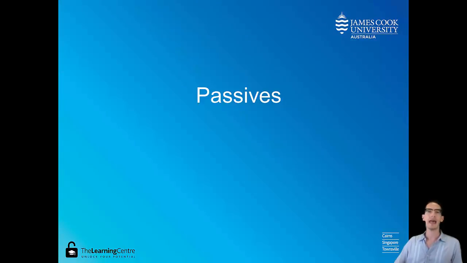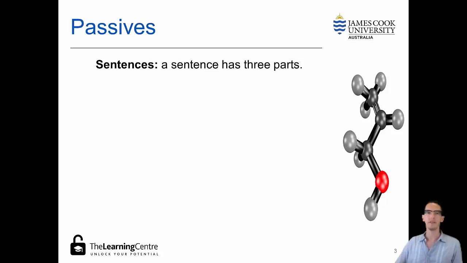We're going to have a look at passives. Passive is a certain way of constructing a sentence which is commonly used in scientific reports. To understand how to make a passive, you have to understand how a normal sentence works, and then you can see how to change it to a passive sentence.